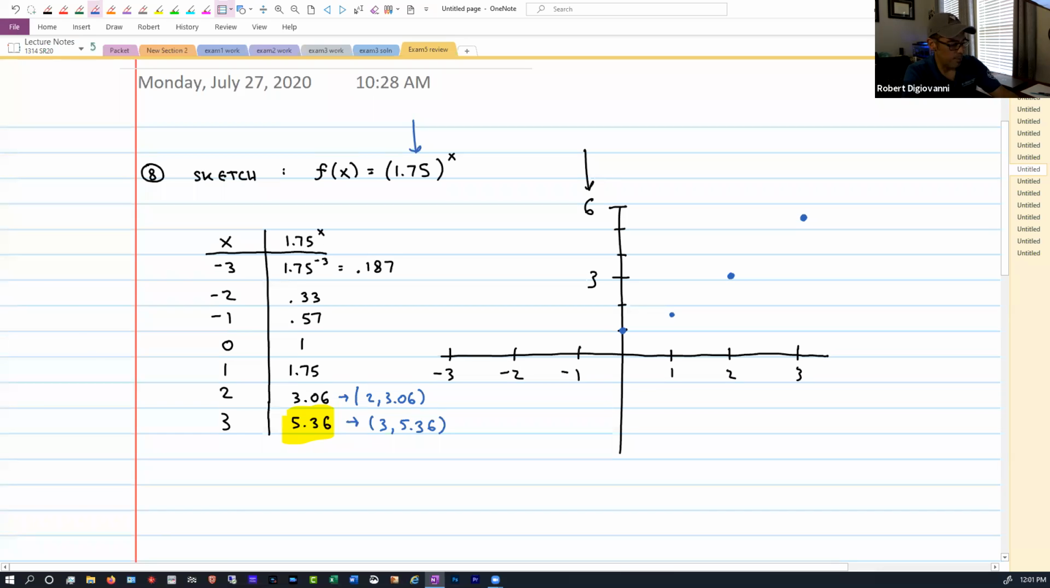At -1, I'm at 0.57. And these just get smaller. It's hard to draw these. And then out the left-hand side, I should expect a horizontal asymptote, because with exponential growth, that's what happens. The right side goes up and the left side starts to drop towards the x-axis. That's it.